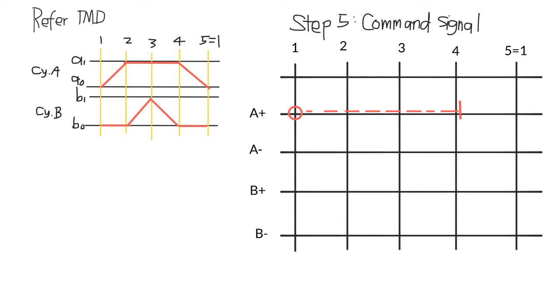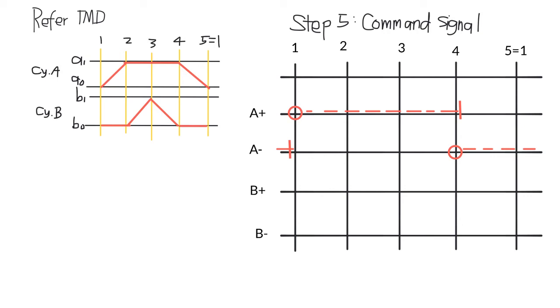Next, for A minus, it starts from step 4 until step 5 or step 1. So we consider step 5 as equal to step 1 because the process happens continuously, or we can consider it as a loop cycle.